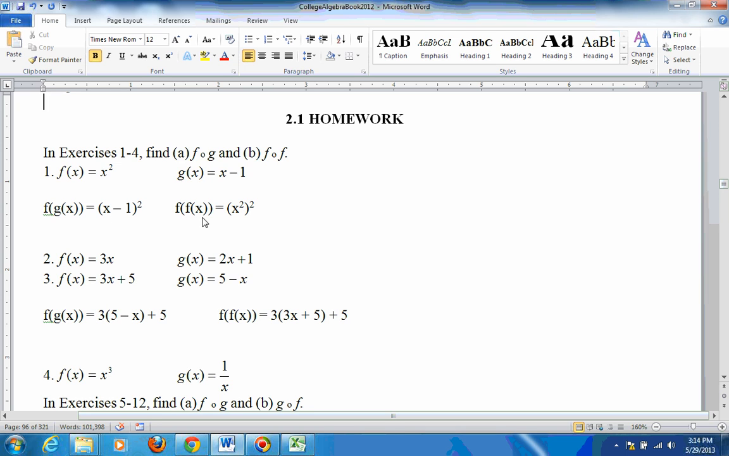F of f of x, you can write it like this, means take the x squared and replace it back in for the x. So you would have x squared squared, or x to the 4th.